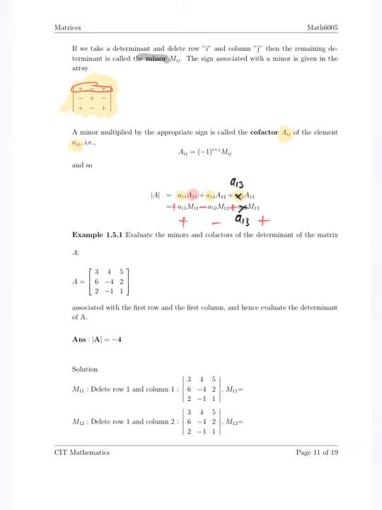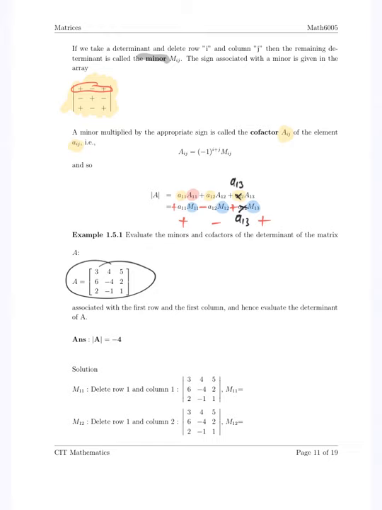And then these m's, these are the minors. So these are determinants. And it's the determinant of the matrix that's left when you take out the relevant row and column from the big matrix. So let's go through this example. We're given a matrix here, A, and we're asked to calculate the determinant by evaluating the minors and cofactors associated with the first row and then with the first column.